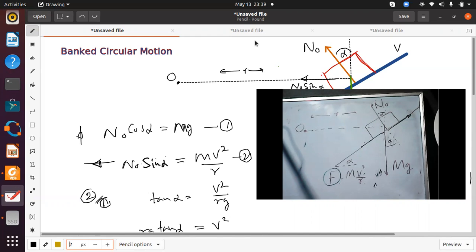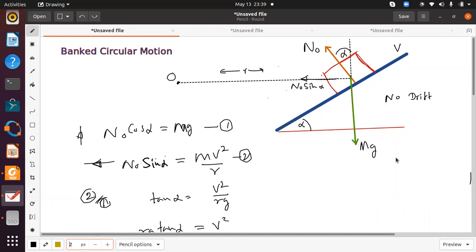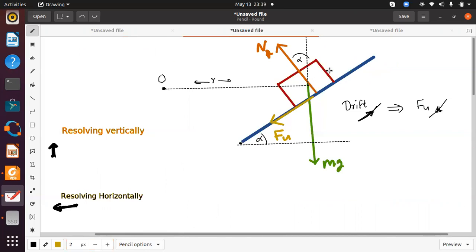Now we'll work out this problem, right? So this is the first case. The first case is when velocity is greater than v naught, right? When velocity is greater than v naught, there'll be a drift in this direction. The car will tend to drift in this direction. So there should be a force opposing that drift. So there'll be frictional forces acting downwards, down the slope.